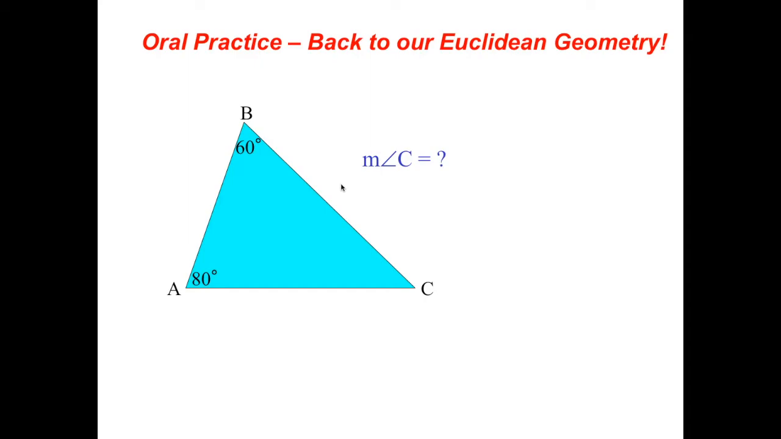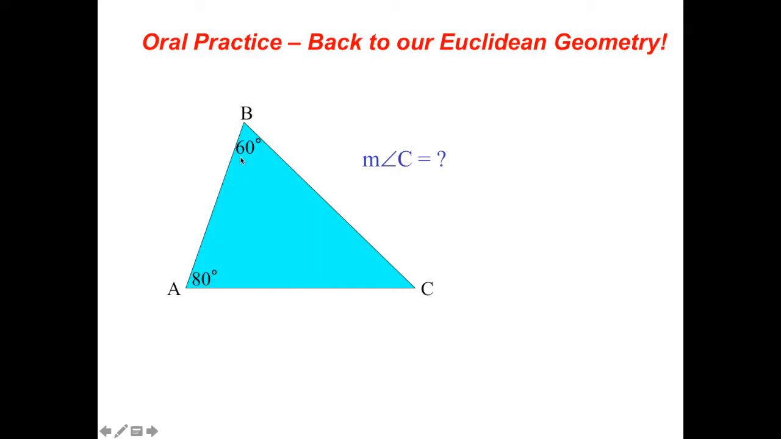And this is pretty easy right here. So we're going to go easy again for a couple minutes. And then I've got another really important theorem towards the end of this lecture today that I'll hopefully get to in about 5 minutes or so. Oral practice, back to our Euclidean geometry, okay? So this is a triangle on our normal flat plane, so we don't have to worry about weird planes or non-Euclidean geometry. Measure of angle C, what does it have to equal?